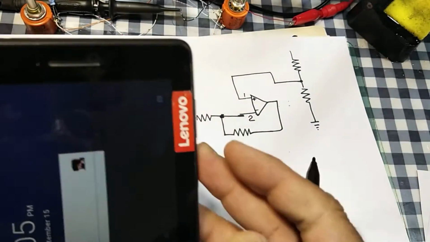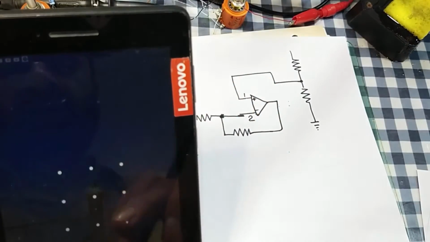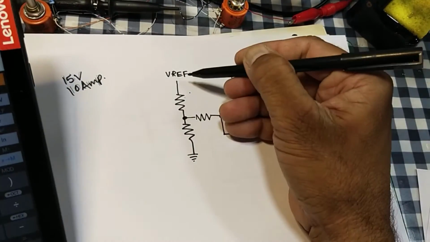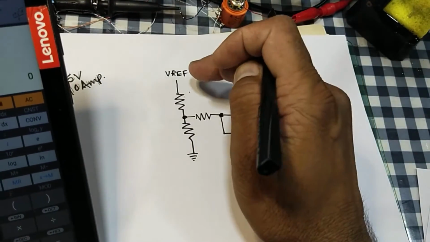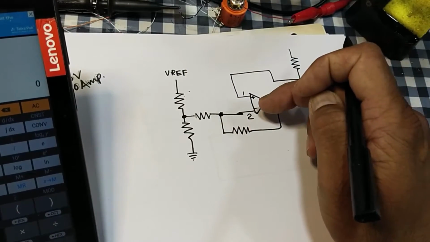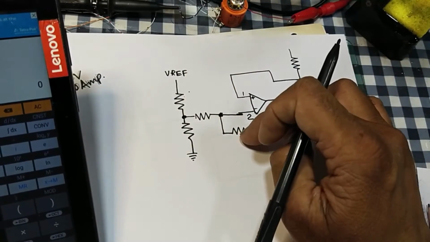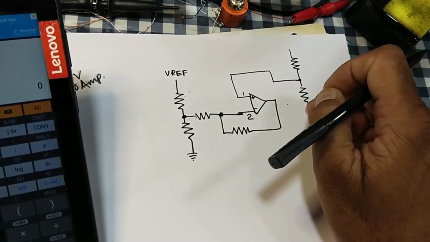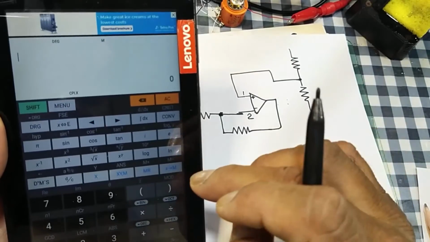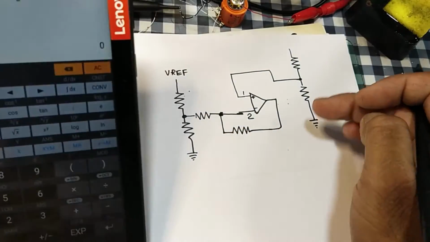Just for demonstration, I will select 500 microampere. We have a reference voltage of 5 volt. We need a 2.5 volt reference for the voltage mode amplifier, pin number 1 and 2. For current mode we need 1 volt. I will discuss why we need 1 volt.